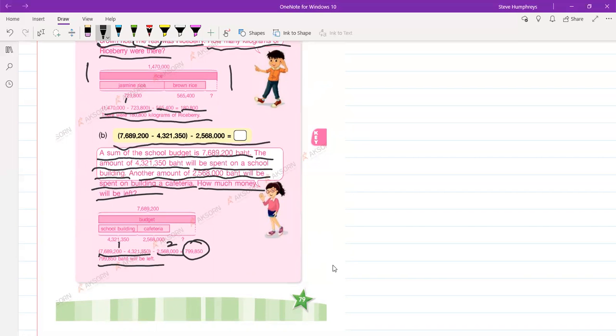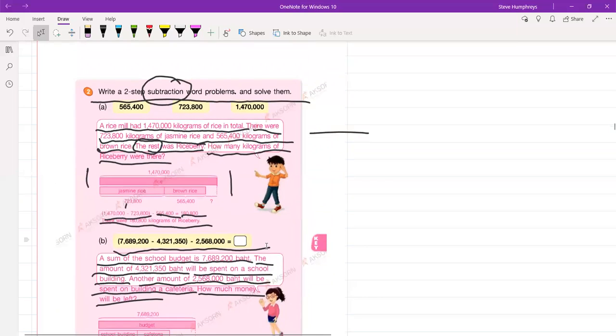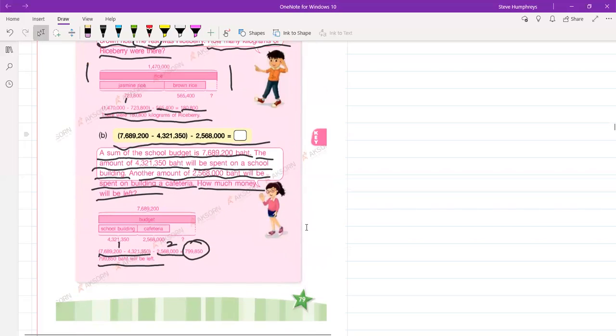Okay, students. You can look at these examples to give you some ideas, or you can do your own. Okay? And we will do them in the classroom when you come back to school. Okay, this one is also subtraction. Okay, students, well done.